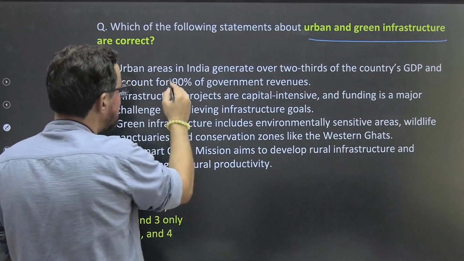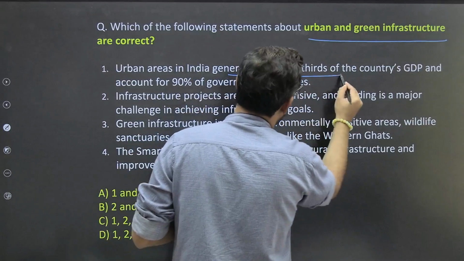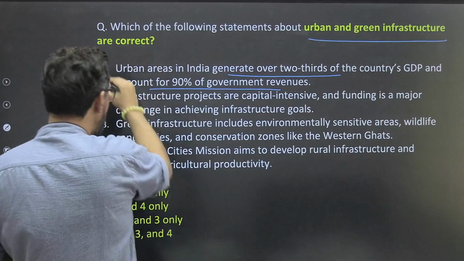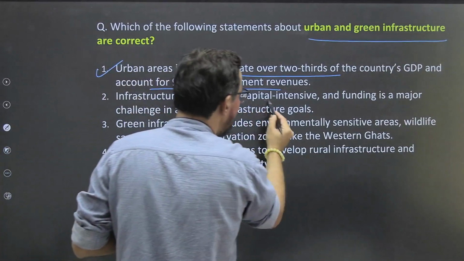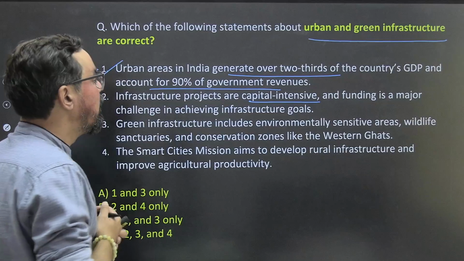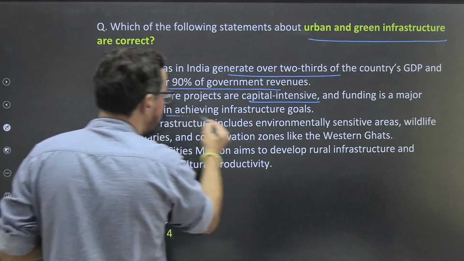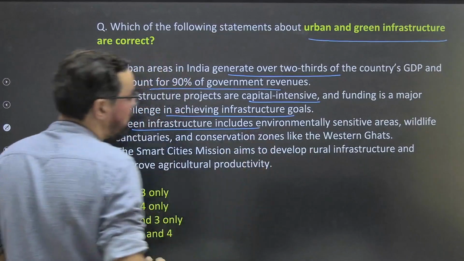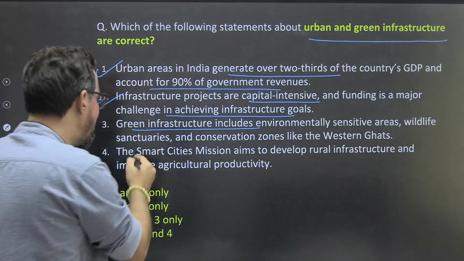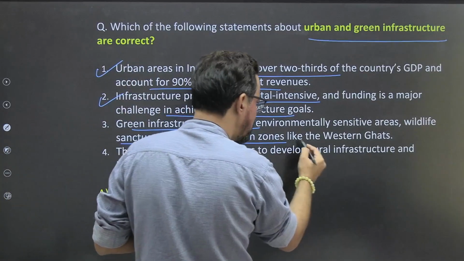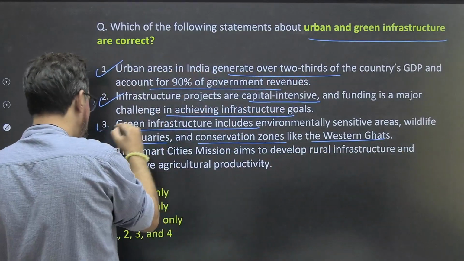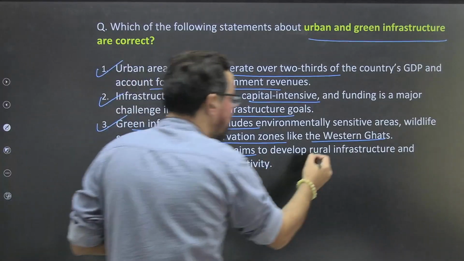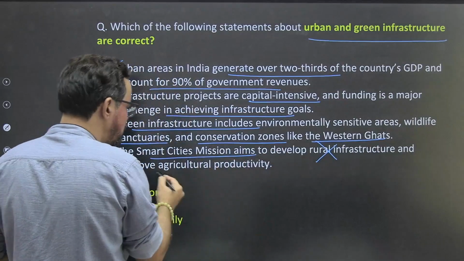So urban areas in India generate over 2/3 of country's GDP and account 90% of government revenue. Infrastructure projects are capital intensive, and funding is a major challenge to achieve the infrastructure goal. Green infrastructure include environmentally sensitive areas, wildlife sanctuaries, और conservation zone, जैसे आपका वेस्टर्न घाट एंड ऑल 100% true. The smart cities mission aim to develop rural. No, it is not about the rural areas. It is about the urban areas and improve agriculture productivity.